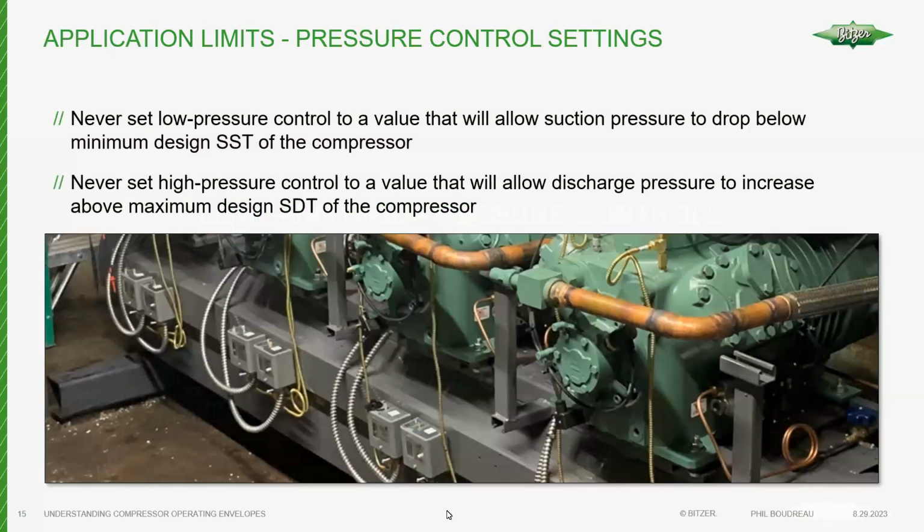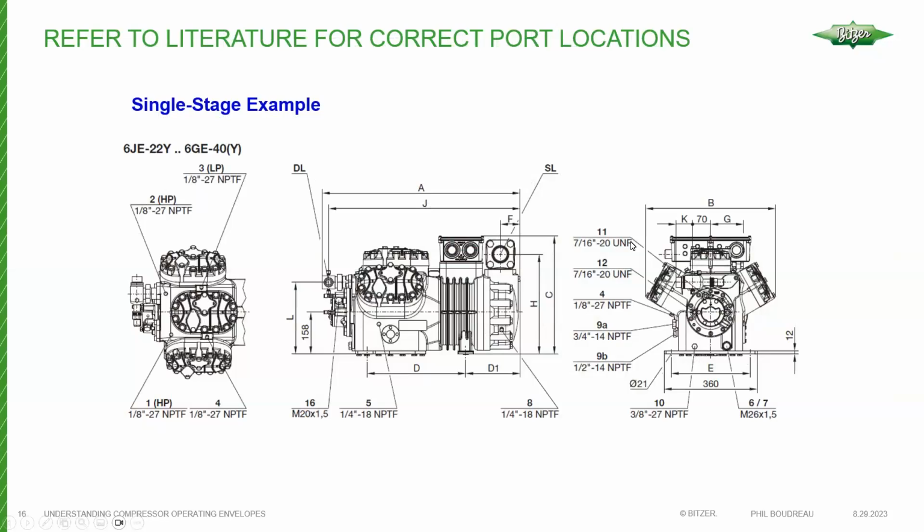Low and high pressure controls, of course, we should never have these controls allow the compressor to operate outside the envelope. So we never want to set a low pressure control to a value that will allow the suction pressure to drop below the minimum design saturated suction temperature of the compressor. Similarly, never set the high pressure control to a value that will allow the discharge pressure to increase above the maximum design saturated discharge temperature for the compressor and for the specific refrigerant involved. And this is very important, that these pressure controls are set correctly, and it is ensured that they cut out at the correct points, because these are very important ways of keeping the compressor operating inside the envelope.